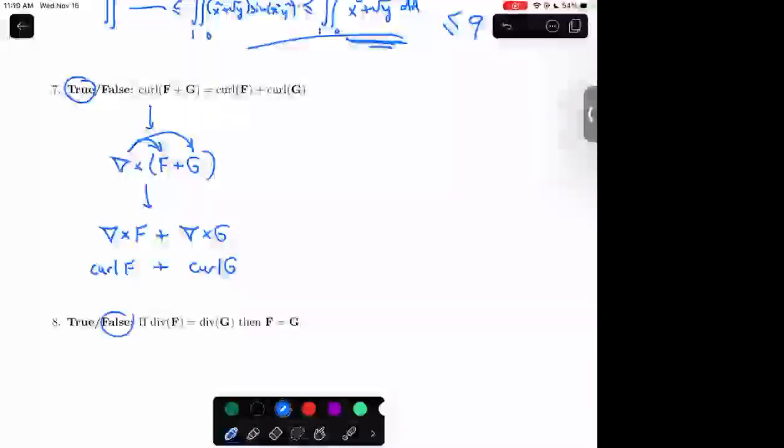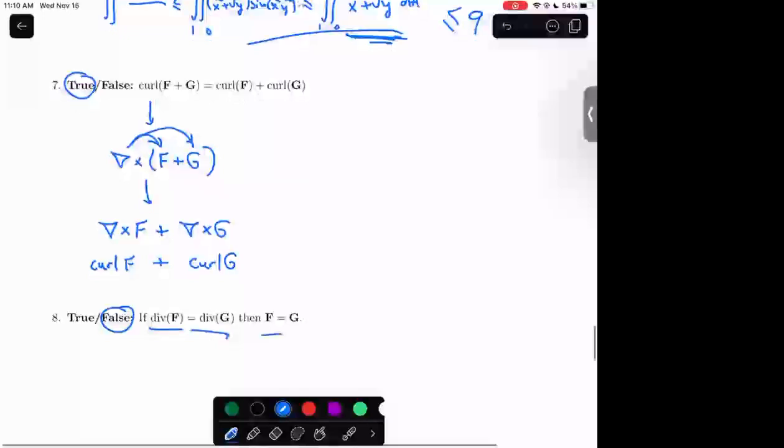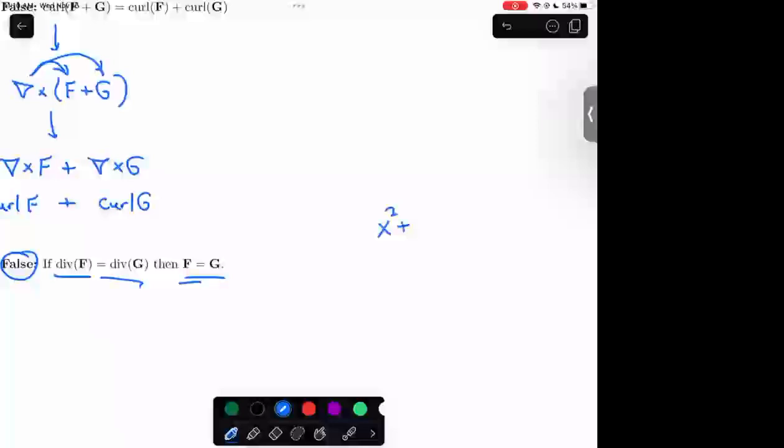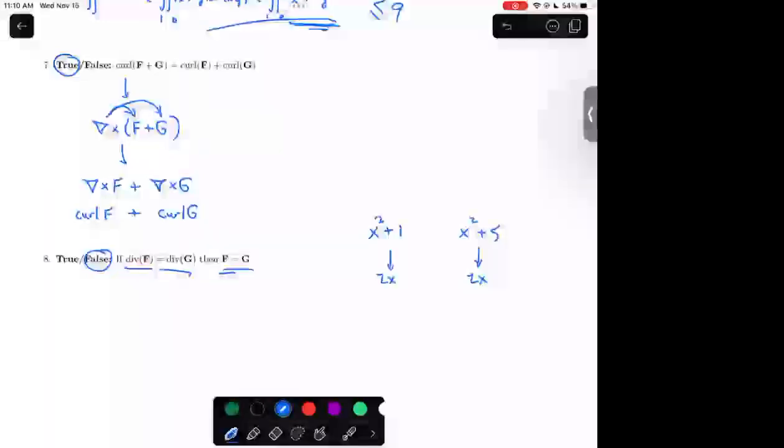All right, this last one, I'll spoil for you, is going to be false. This talks about if you have two derivatives being equal, does that mean that your original functions had to be equal? Right? So divergence has a lot of derivatives in it. And we know, even if you start off with x squared plus 1 and x squared plus 5, that both of these have derivatives that are equal, and yet the original things are certainly not equal. And so that's why this one is going to be false. Just because two derivatives are equal does not mean that the original function has to be equal.